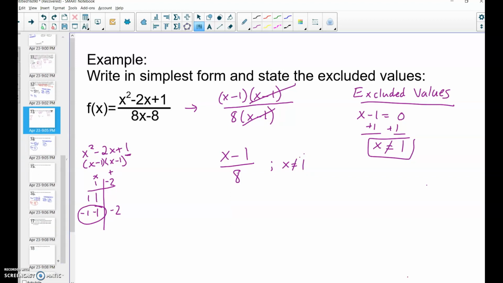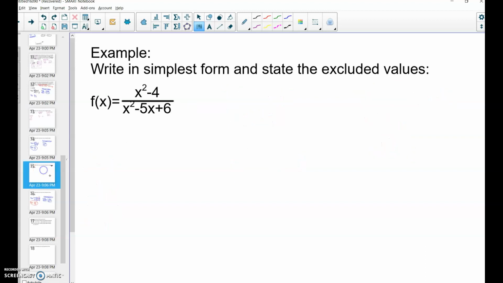Okay? If you got through it and you felt pretty comfortable with it, awesome. If you were stuck, go back and see maybe where you made the mistake for that. All right, another one. Write in simplest form and state the excluded values. Here on the top, you have a difference of perfect squares. So you have an x minus 2 and an x plus 2.